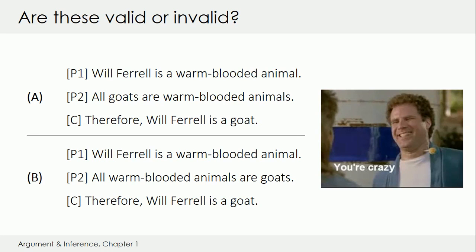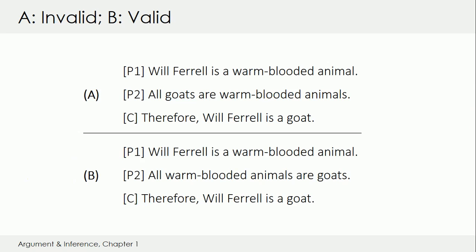All right. Why don't you read these, see if you can judge them. Valid or invalid. All right. A. Premise 1, Will Ferrell is a warm-blooded animal. Premise 2, all goats are warm-blooded animals. Therefore, Will Ferrell is a goat. That is invalid. The conclusion does not follow from the premises.